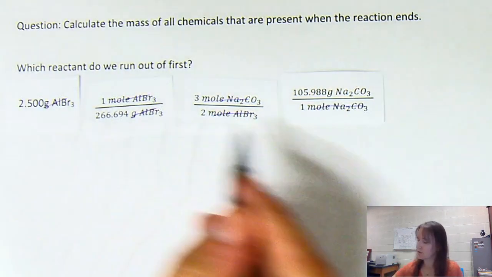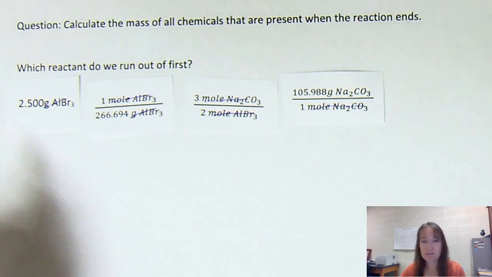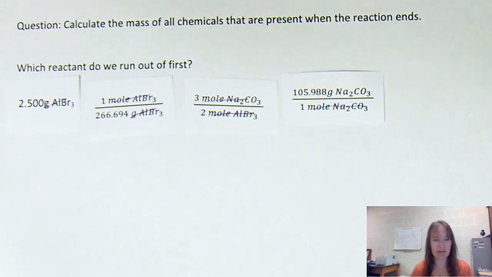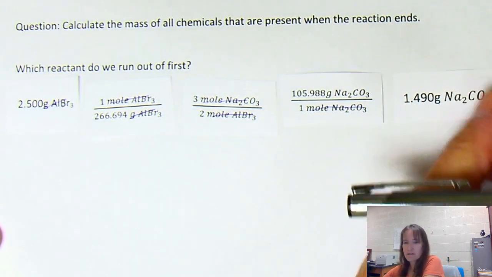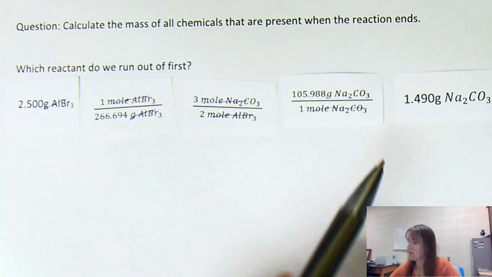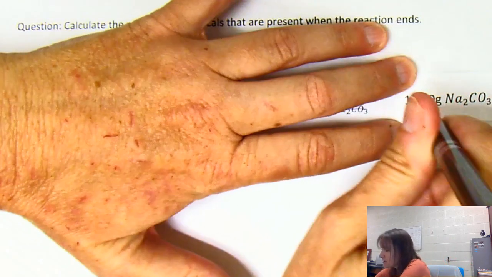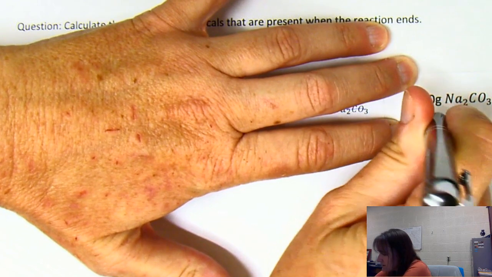So when you multiply across the top and divide by the numbers on the bottom, we're going to then round to 4 significant figures, because 2.500 is 4 significant figures for our measurement. We get a mass of 1.490 grams of sodium carbonate. That is a reactant. And so that is how much would be needed.